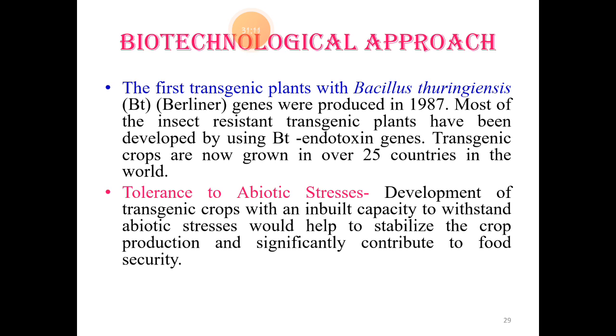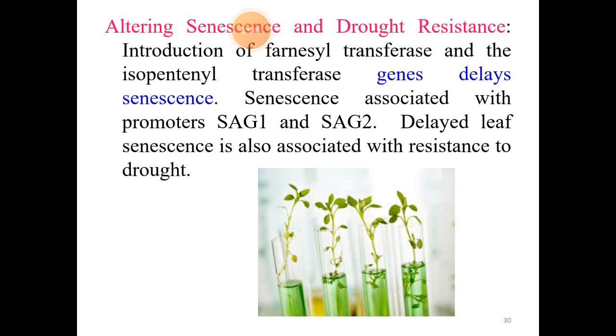Similarly, a few transgenic plant species show tolerance to abiotic stress, that is stress caused by temperature, light, water, soil profile, etc. Transgenic plants delay senescence and show drought resistance also. It is achieved by the introduction of SAG1 and SAG2 inactivating genes of farnesyl transferase and isopentenyl transferase genes.